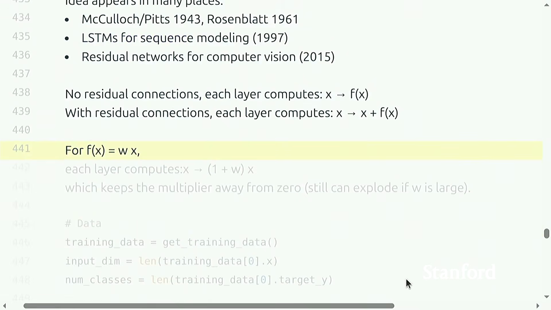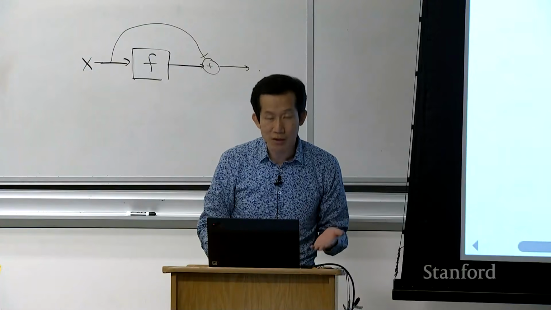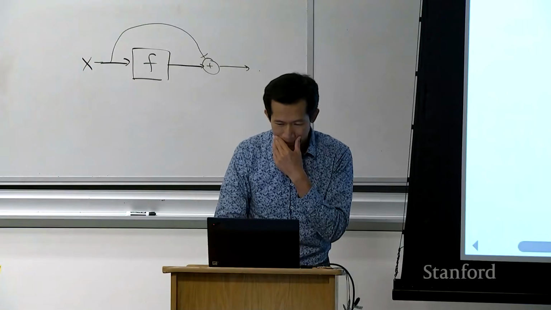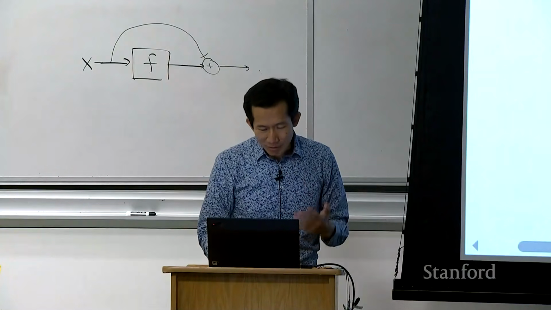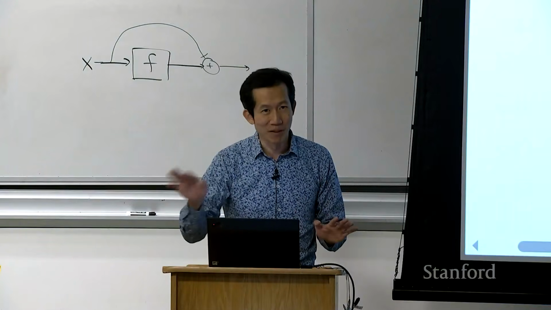Another way to think about it is if f is just multiplication by w, we were really worried about w equals 0. What are we going to do if w is really too small? But if you add a residual connection, each layer basically computes 1 plus wx. So it's kind of like a smoothing. So even if w is very close to 0, this quantity is close to 1. And remember, 1 is our friend here. We want to keep things close to 1. Now, of course, if w is like 1,000,000, then we still have problems, but we can deal with that separately.